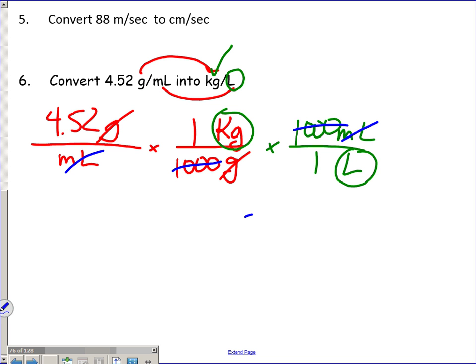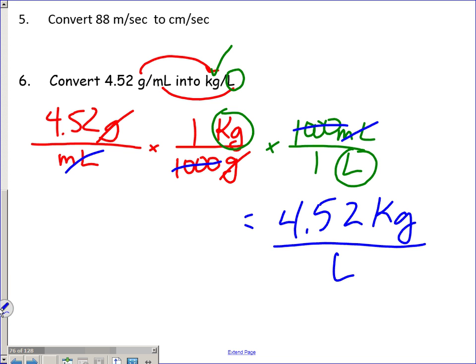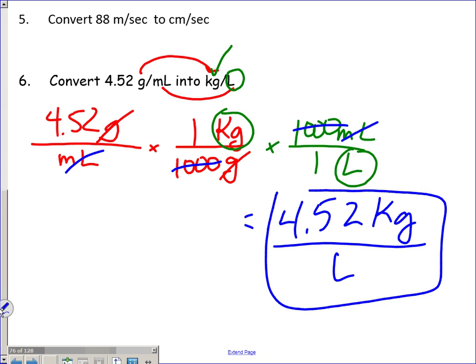So then what's the answer? 4.52 kilograms per liter. They check. It just happens to be the same number. That's one of those ones that works out too well, so you're not sure if you got it right or not. I try not to trick you guys too much, so just be confident if you're confident.